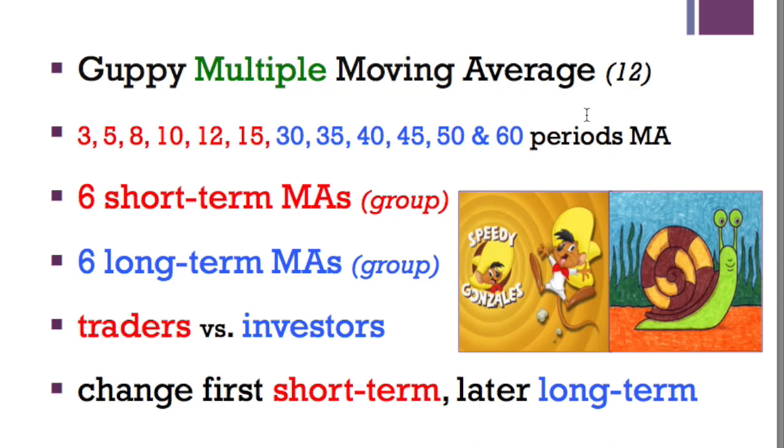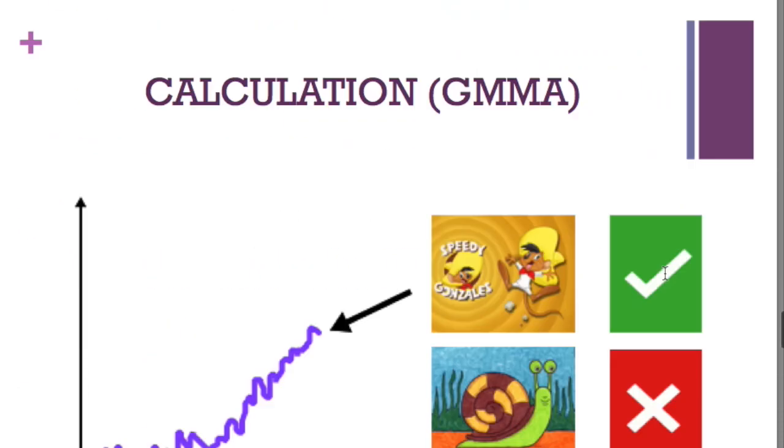Now, why did he do this? Well, there are 2 main reasons for it. At the stock market, there are two kinds of people, right? You have traders and investors. Traders are a little bit like Speedy Gonzales. They want to make the most money in the shortest period of time. But investors are more like snails, slow and steady.